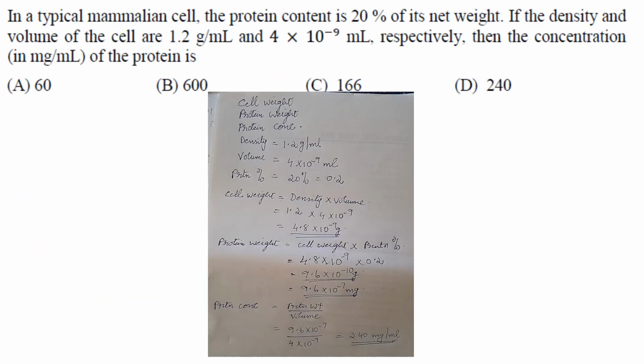Then next one. In a typical mammalian cell, the protein content is 20% of its net weight. If the density and volume of the cell are so and so respectively, then the concentration of the protein is. So they have given the cell weight here, protein weight, protein concentration, density they have given, that is 1.2 grams per ml, volume is 4 into 10 raised to minus 9 ml and protein percentage is 20% or 0.2. Now you have to calculate the cell weight.